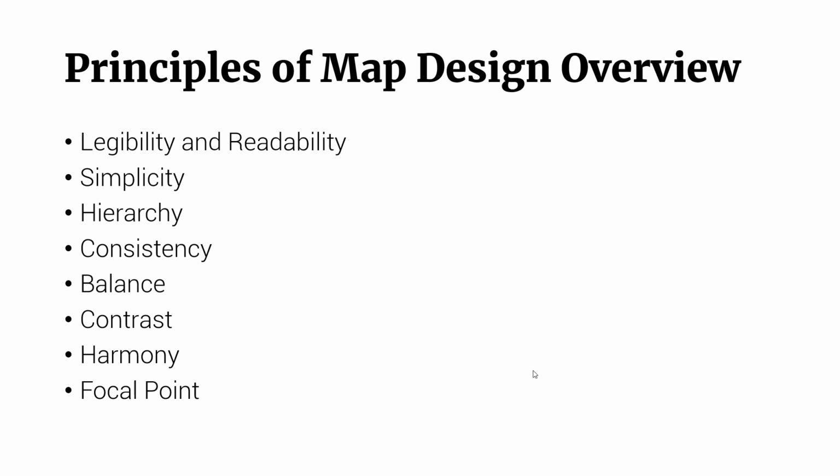So ano ba ang principles ng magandang design? So we have here legibility and readability, simplicity, hierarchy, consistency, balance, contrast, harmony, and focal point. Okay? So ano ba itong number one? No? So it is the clarity and ease, no? Clarity and ease with which labels and symbols can be read on a map.